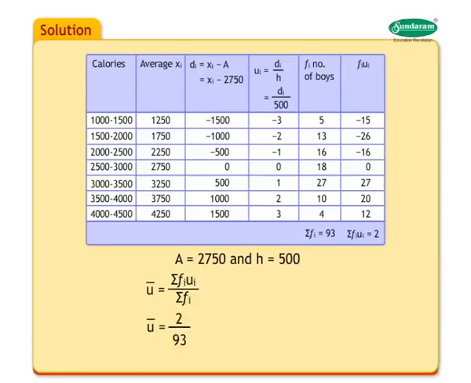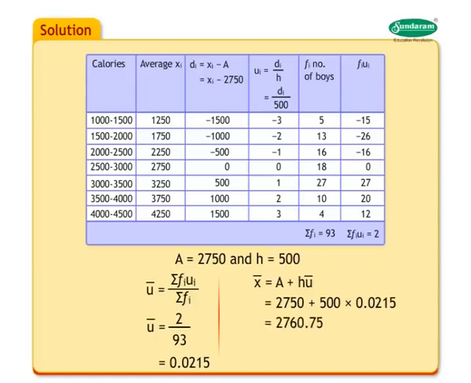0.0215. Thus, x bar is equal to A plus h into u bar, which is equal to 2750 plus 500 into 0.0215, which is equal to 2760.75. Thus, mean calories consumed daily by a boy is 2760.75.